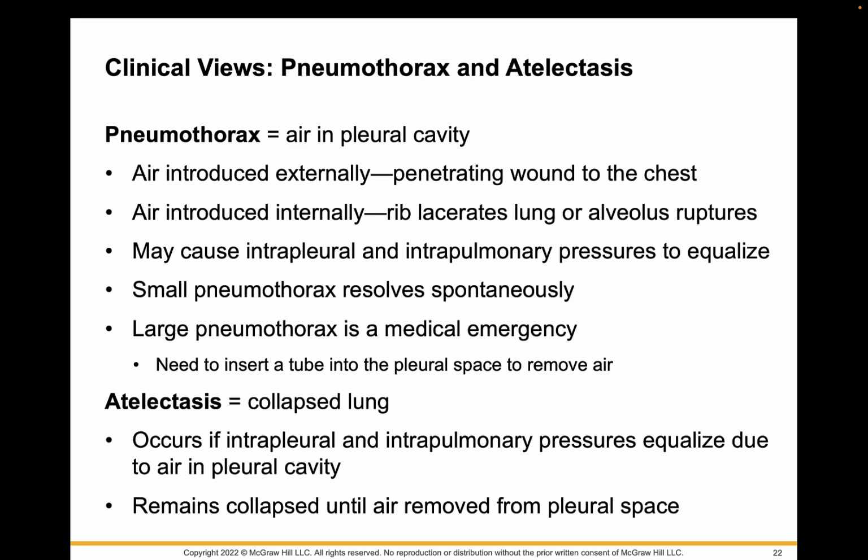Small pneumothoraxes will resolve spontaneously, but a large pneumothorax is a medical emergency, and it will require the insertion of a tube into the pleural space to remove the air.